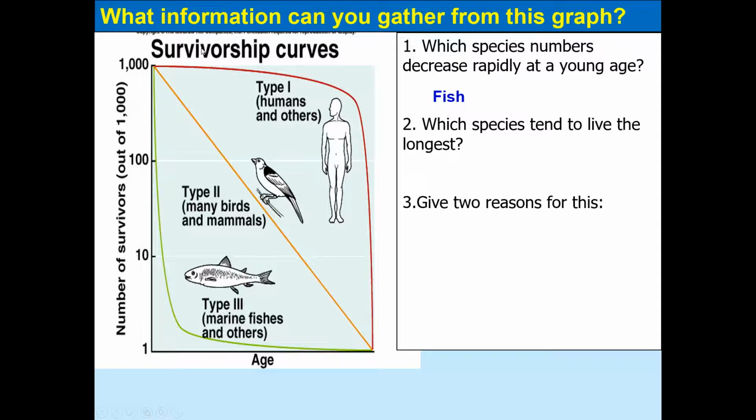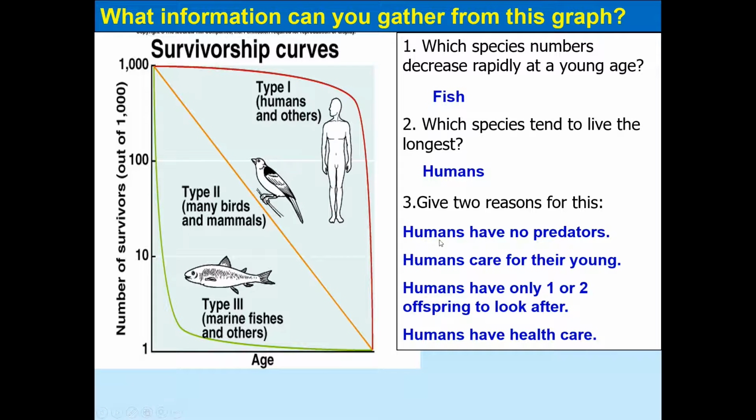Which species tend to live the longest? So we look up here. This is the longest living, and that would be humans. Give 2 reasons for this. Well, we can give a few reasons. First of all, humans have no predators. Humans care for their young. Humans have only 1 or 2 offspring to look after. And humans have health care, right? Birds and fish, they're not going to go to the doctor if they get sick.